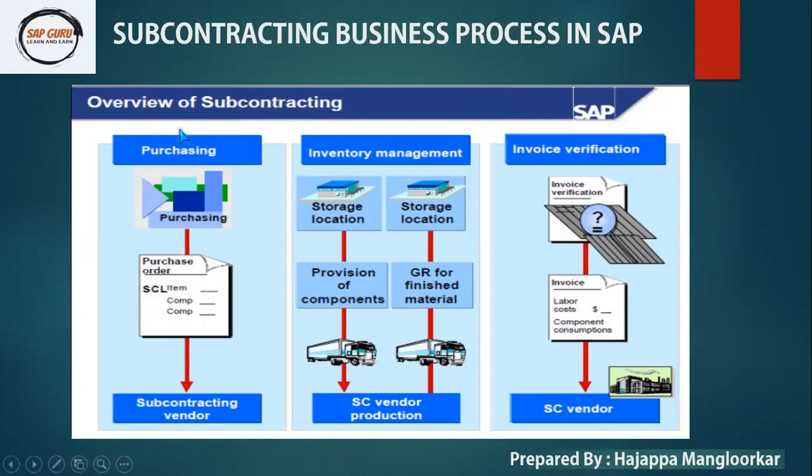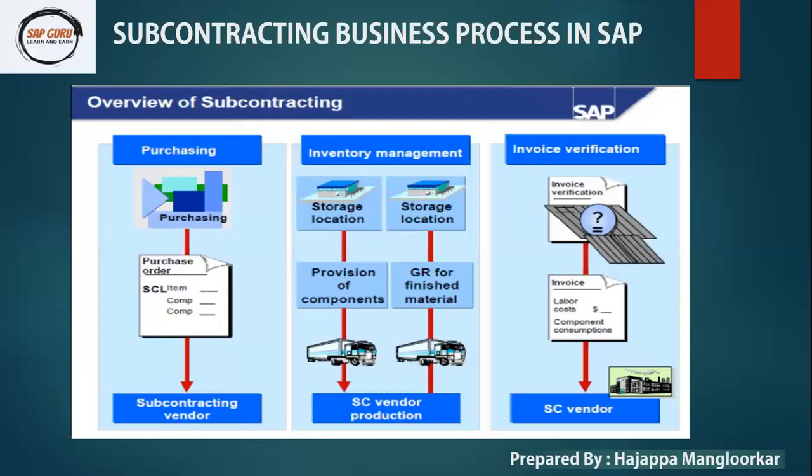You can see here there are three things we have put: purchasing, inventory management, and invoice verification. So what exactly is purchasing here? The purchasing where the subcontracting items and components are handled. Let me keep you all muted. Please concentrate over here only. Don't get distracted. In purchasing, we are going to create a purchase order for the subcontracting.